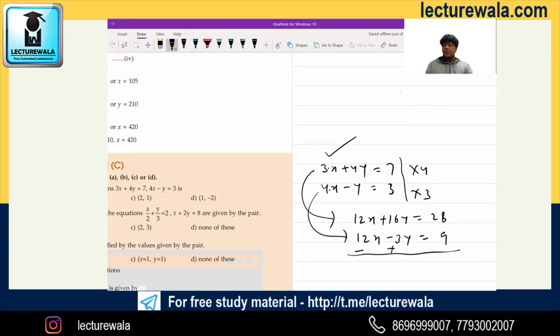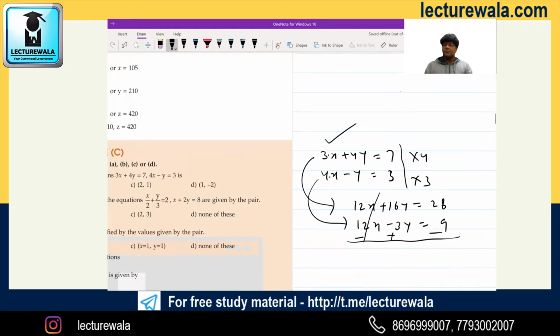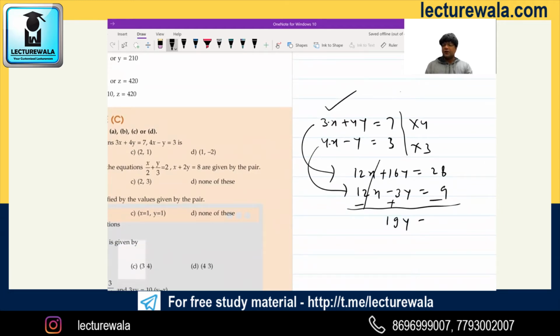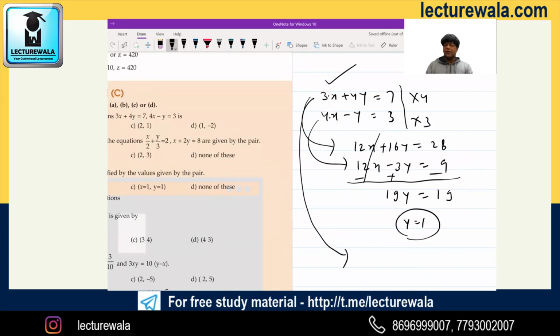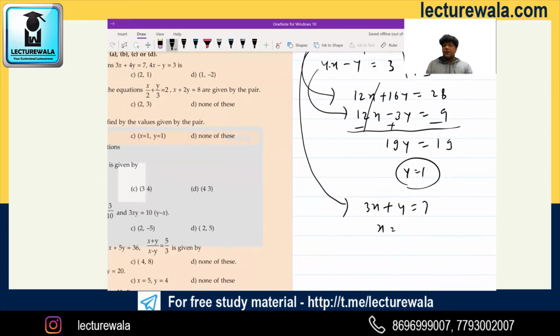And then subtract these two equations. Cancelled. 16 plus 3, 19y is equal to 28 minus 9, 19. So y is equal to 1. Substitute in the first equation or second equation, whichever you like, you will get the value of x. So 3x plus 4 into y, that is 4 into 1, 4, is equal to 7. So 3x is equal to 3, which means x is also equal to 1. Your answer: x is equal to 1, y is equal to 1.